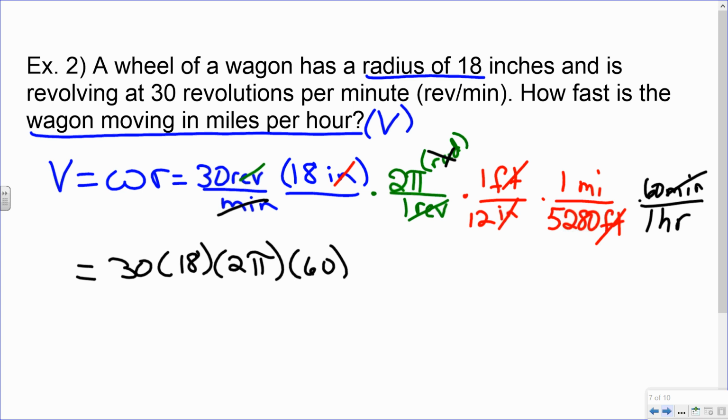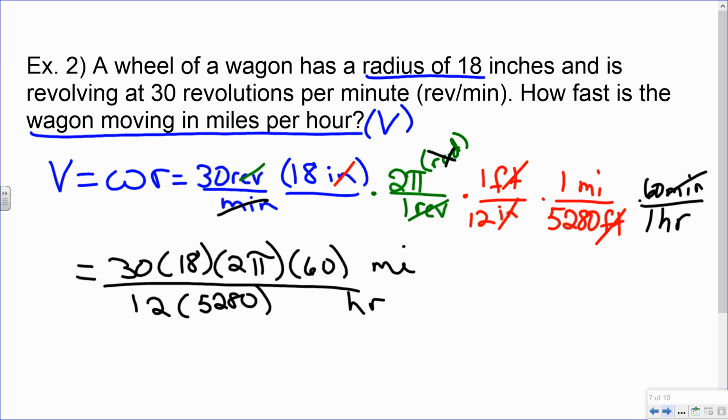Is that everything for my numerator, other than miles? And my denominator, 12 and 5280, and hours. Did I get everything in there that I needed to have? Make sure I didn't skip any. Punch it in calculators for me then.